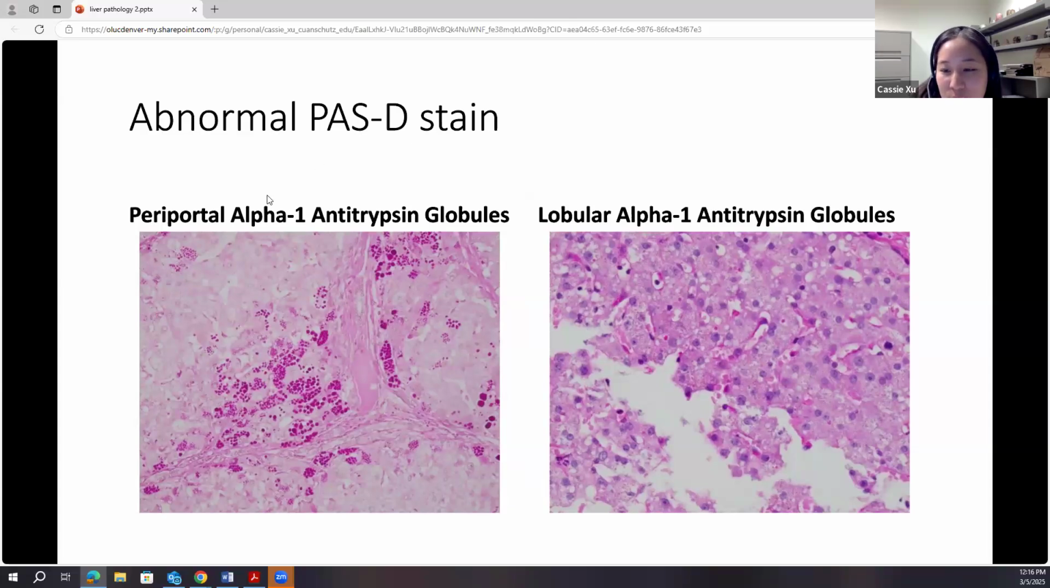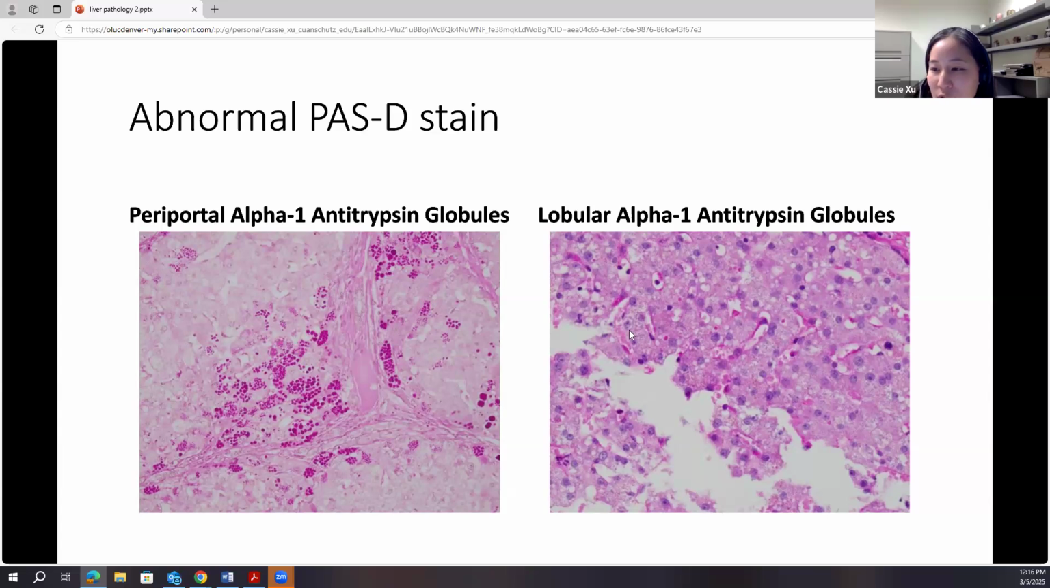For alpha-1 antitrypsin globules, typically in alpha-1 antitrypsin deficiency, the globular deposition is within periseptal or periportal hepatocytes, and they tend to be relatively large, round globules. In some phenotypes, the globules might be more granular in appearance, but this is a classic example of alpha-1 antitrypsin disease. You can see the globules are deposited in the periseptal areas.